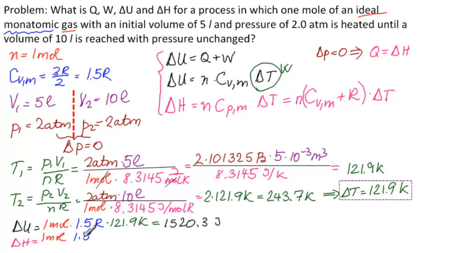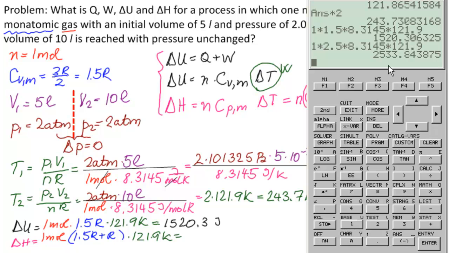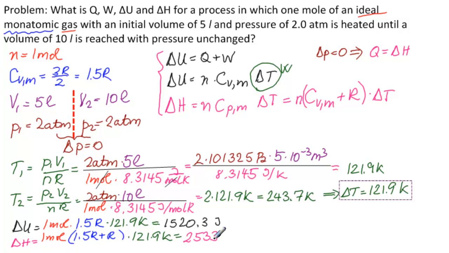And then we have delta H is one mole times 1.5R plus R times 121.9 K. This is 2.5R. So we have 1 times 2.5 times 8.3145 times 121.9 equals 2533.8 joules.